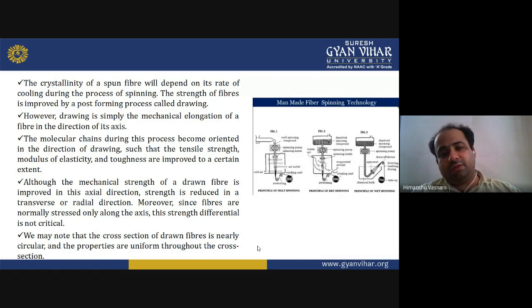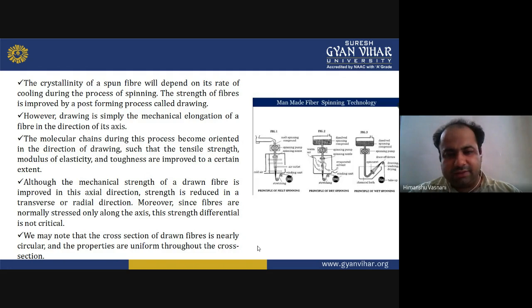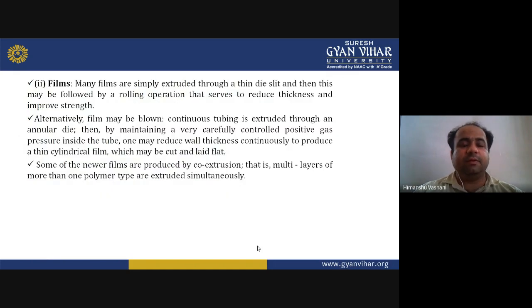Although the mechanical strength of a drawn fiber is improved in the axial direction, the strength is reduced in the transverse or radial direction. Moreover, since fibers are normally stressed only along the axis, this strength differential is not critical. The cross section of a drawn fiber is nearly circular and the properties are uniform throughout this cross section. And about films.